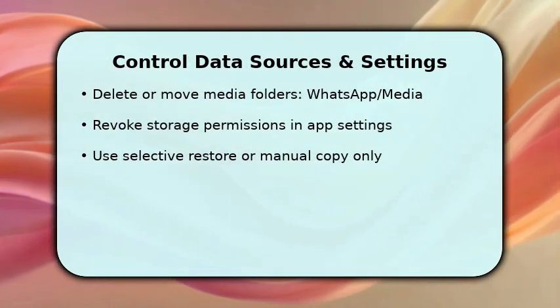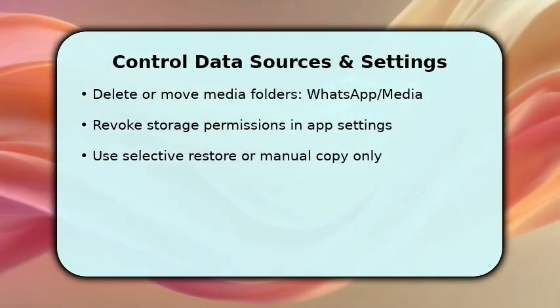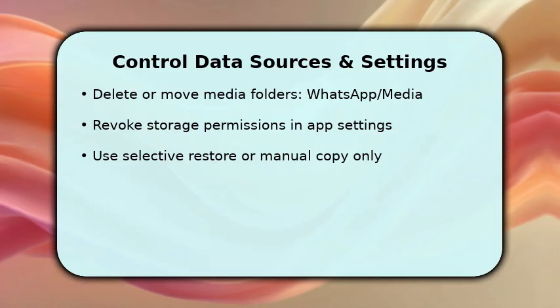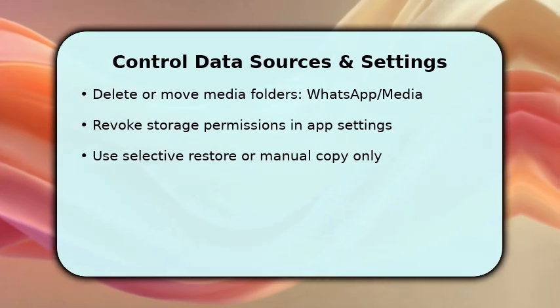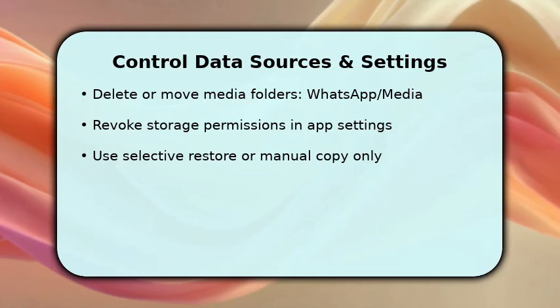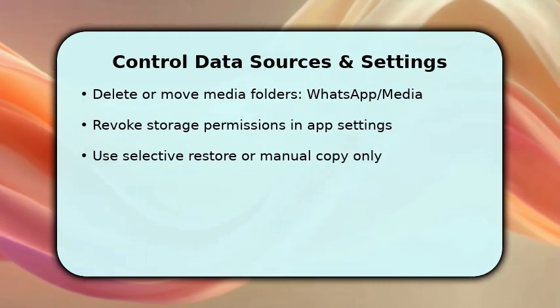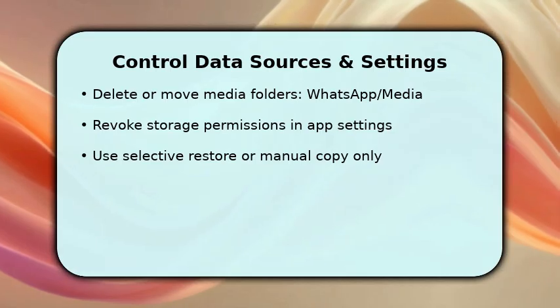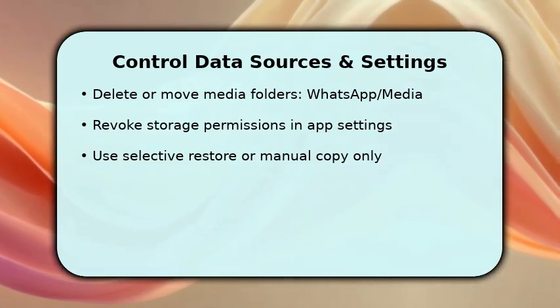Revoke storage permission for WhatsApp in system settings to prevent automatic media writing, then delete or move the WhatsApp/media folder so old photos and videos are unavailable. If you need some files, copy just specific items to a safe folder elsewhere.